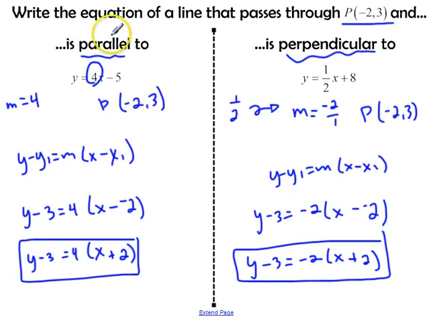So hopefully you remembered parallel lines have the same slope. Perpendicular lines have an opposite reciprocal slope from the one you're given. And then given the slope and a point, the easiest to use is point-slope form. And then when you substitute your information in, for the parallel line, you should have gotten y minus 3 equals 4 times x plus 2. And for the perpendicular line, y minus 3 equals negative 2 times x plus 2.